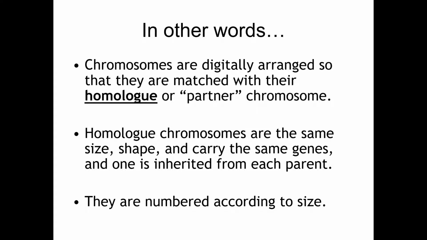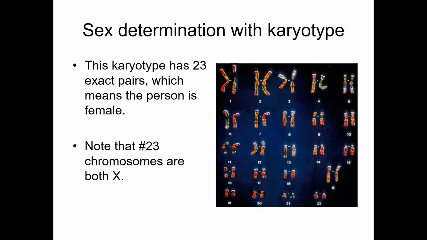And again, they are numbered according to size. Each homologous pair codes for the same trait, but the genes can have different versions, different alleles. So, for instance, one chromosome could have the alleles for red hair, the other chromosome could have the alleles for blonde hair.